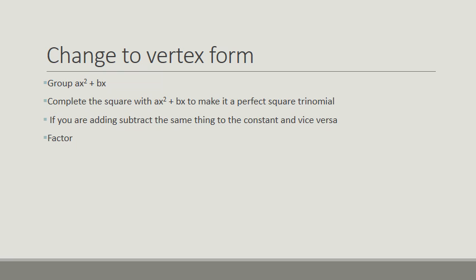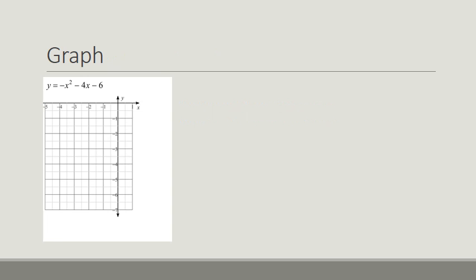Now we can also change to vertex form. Okay, and we're going to do that by using completing the square. And here are the steps. They're kind of confusing, so let's just jump right into it.